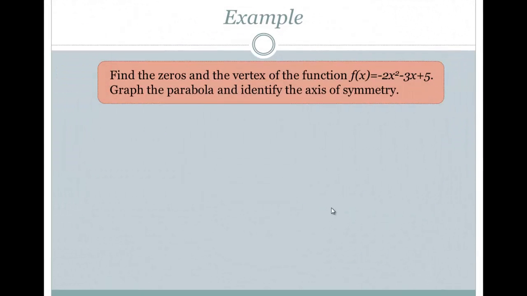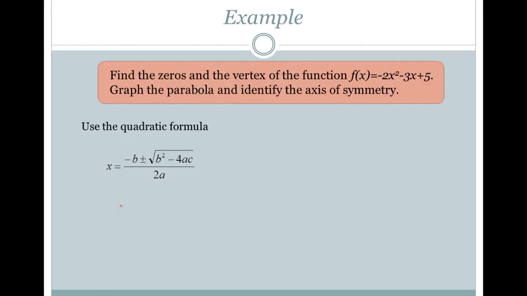First, let's find the zeros and the vertex of the function negative 2x squared minus 3x plus 5. We want to graph and then do all the things that we would normally do. Well, the first thing that we want to do to find the zeros, we want to use the quadratic formula. Hopefully you guys remember your quadratic formula. I'm assuming that you do. And so x is equal to negative b plus minus square root b squared minus 4ac over 2a.